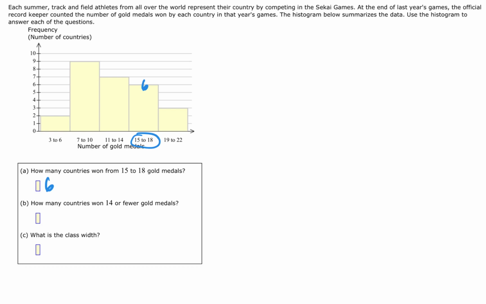Part B, how many countries won 14 or fewer gold medals? That would be these 3 classes. 11 to 14 is 7, 7 to 10 is 9, and 3 to 6 looks like it's 2. So adding those up, 9 plus 2 is 11, plus 7 is 18 countries. And part C, what is the class width? So looking at this class right here, it will contain the number of gold medals of 3, 4, 5, and 6. So the class width is 4.